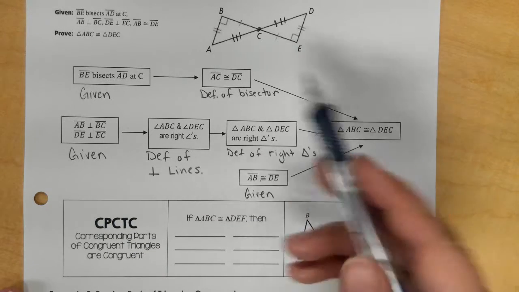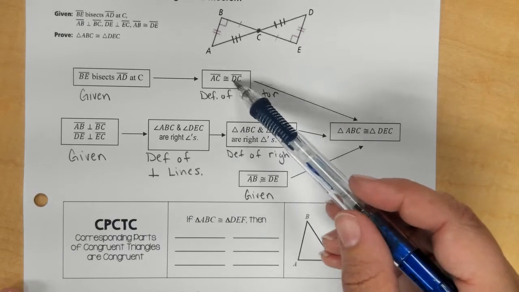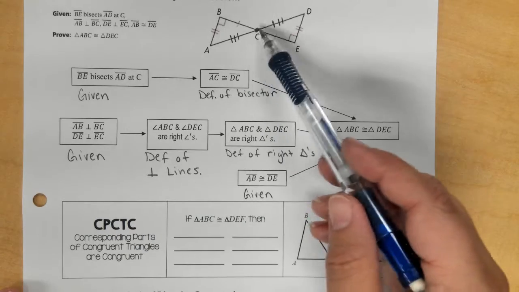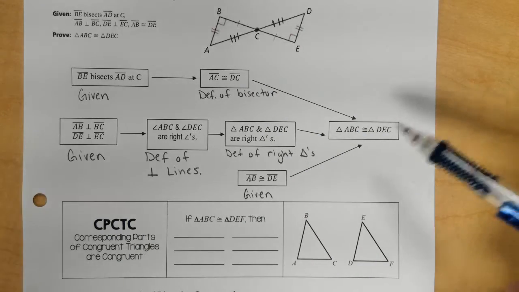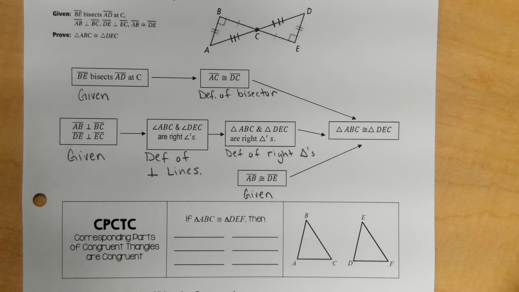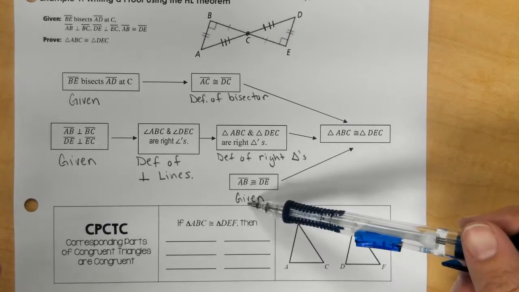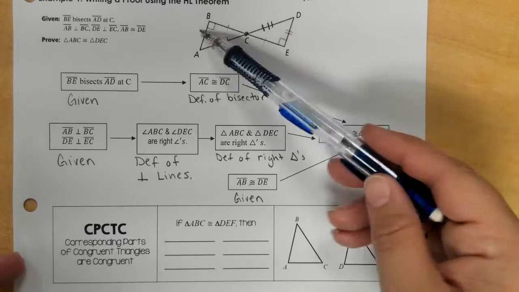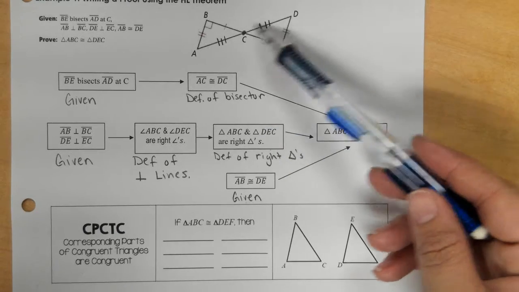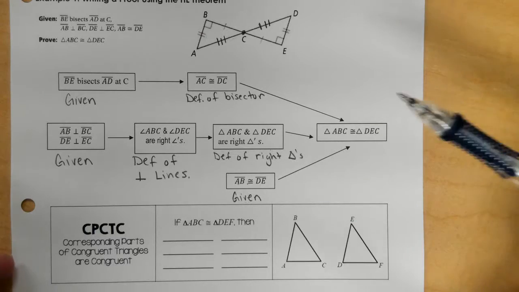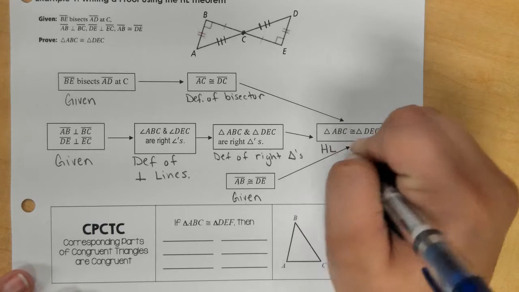So now, once we know all these different things, we know that we've got this right angle. We have AC is congruent to DC. We have AB is congruent to DE. We now can say, hey, these two triangles are congruent to each other. How are they congruent to each other? Well, we have a right angle. AB and DE are considered legs of a right triangle, and the AC and the DC are considered the hypotenuse of each one of those triangles. So we've just proven HL theorem.